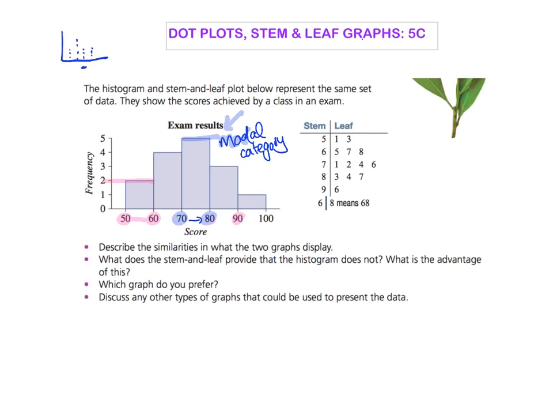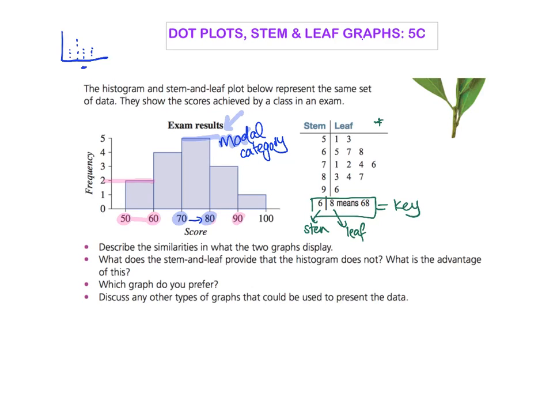Now, can you see the data has been represented over here in a stem and leaf? They'll always give you a key, which they've given down here. So the key will tell you what it means. So this is the stem and this is the leaf. They're saying if you have a stem of 6, it actually means 60, and then the leaf.